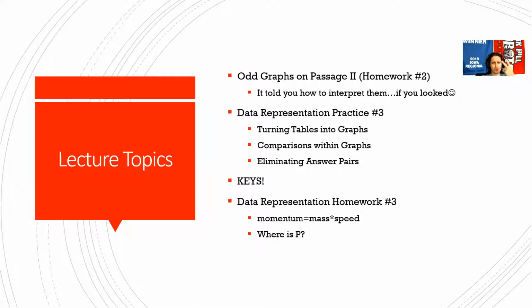There's one piece of prior knowledge you need to do the homework for today: you need to know what momentum is. It's mass times velocity, but we don't even talk about velocity. We're talking about speed. So mass times speed, you're going to need that on the homework, and then where is p? We'll talk about that.